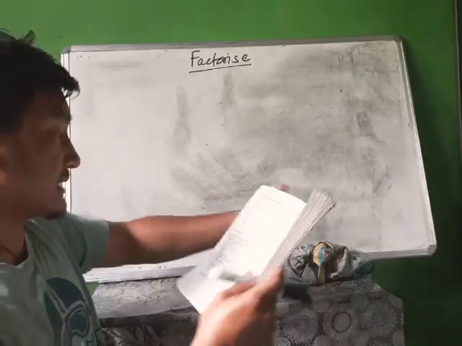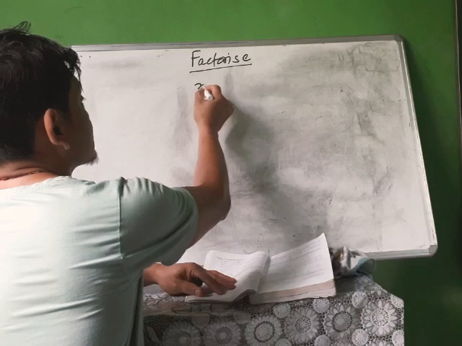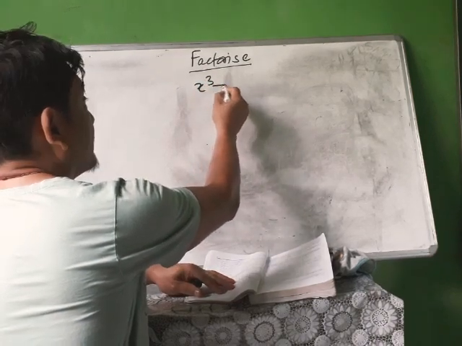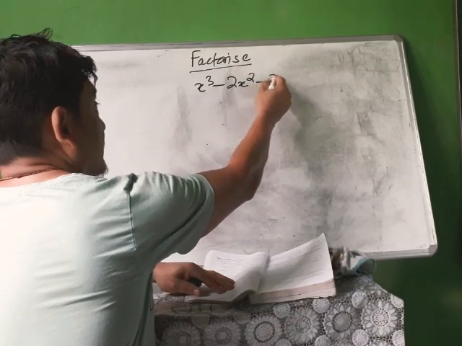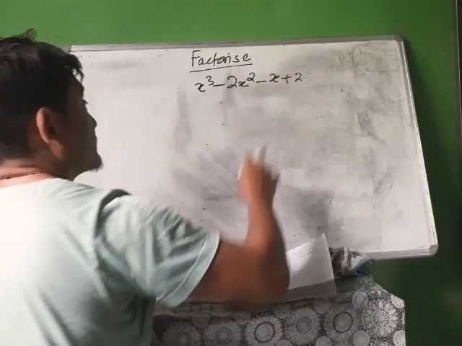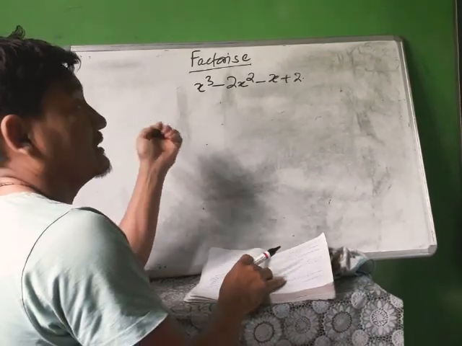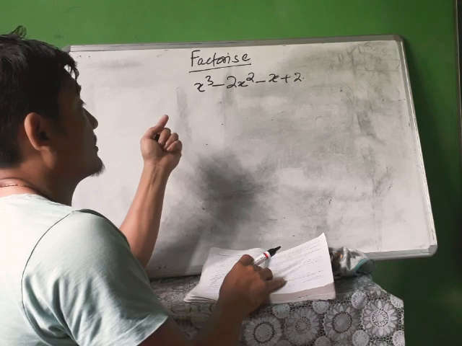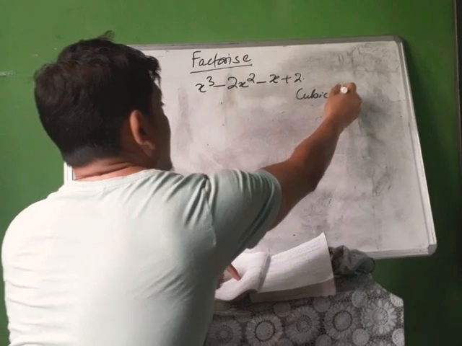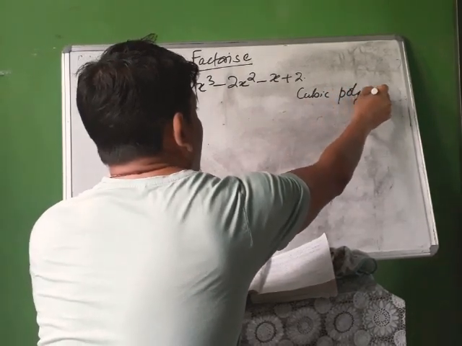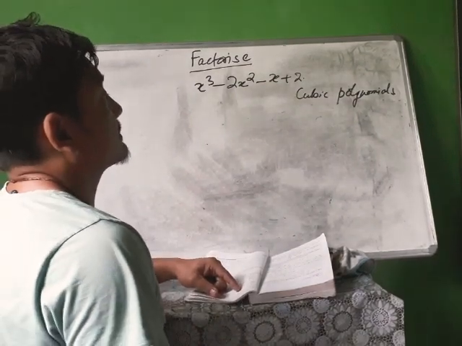I'll be writing that question on the board. So x cube minus 2x square minus x plus 2. Here the degree of the polynomial is 3, so this is called a cubic polynomial. So we are having a cubic polynomial.